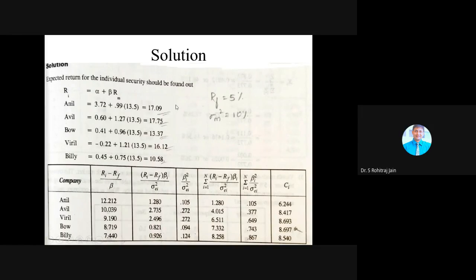Now, till here, all of you have understood, right? Someone asked me, please explain. Have you understood? Yes, sir. Okay, perfect.